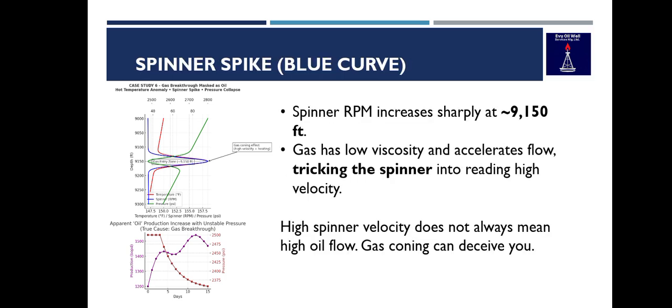Look at this graph. Spinner RPM increases sharply at 9,150 feet. Gas has low viscosity and accelerates flow, tricking the spinner into reading with high velocity. High spinner velocity does not always mean high oil flow. Gas coning can deceive you as an inexperienced operator.